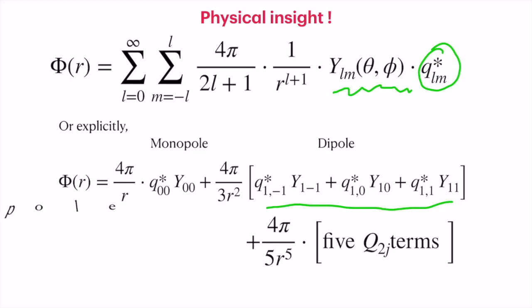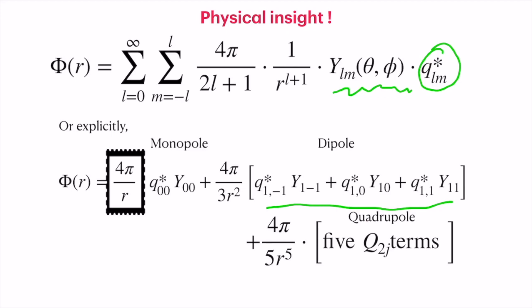And then we have a 5 term corresponding to the quadrupole moment. Now the distance dependency: the prominent term, that is the monopole term, has a dependency of 1 by r. The potential goes as 1 by r. So in a way, physically we understand Q00 represents some kind of total charge inside the system.